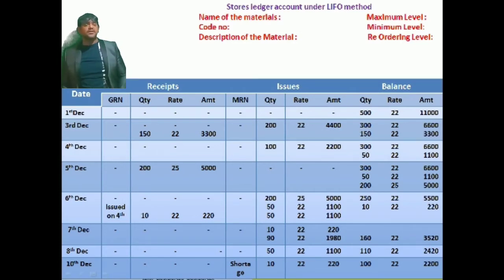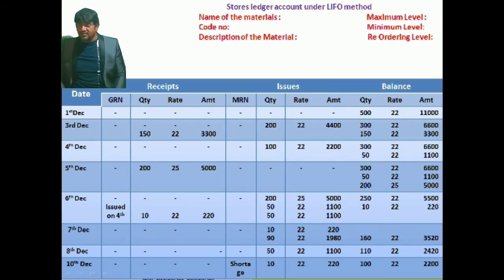So on 3rd December, GRN dash, receipts dash, rate dash, amount dash, MRN number dash, but issues 200 units at rupees 22 per unit. So 4,400 rupees is the amount. Out of 500 units, I have issued 200 units. So the balance is 300. 500 minus 200, 300. 300 into 22, 6,600 rupees. Clear? So 300 at rupees 22 each is 6,600.